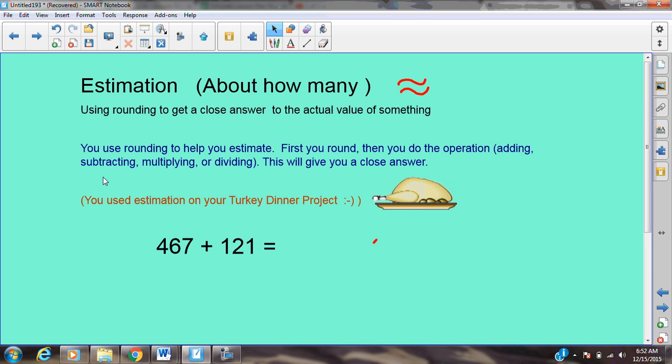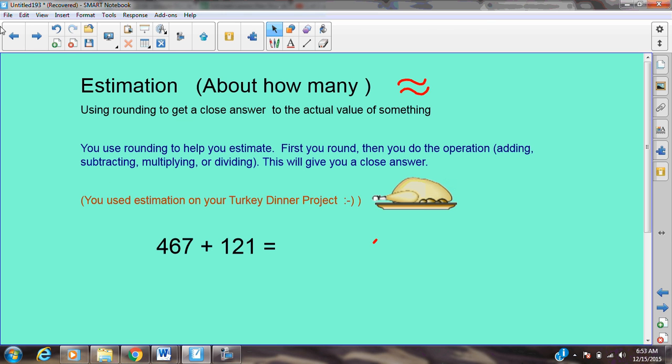Times when you might use estimation is when you're at the grocery store and you're trying to shop. For instance, you used estimation on your turkey dinner project. When you rounded the price of the food to the nearest dollar and you added that all up, that was an estimation of how much your groceries cost.